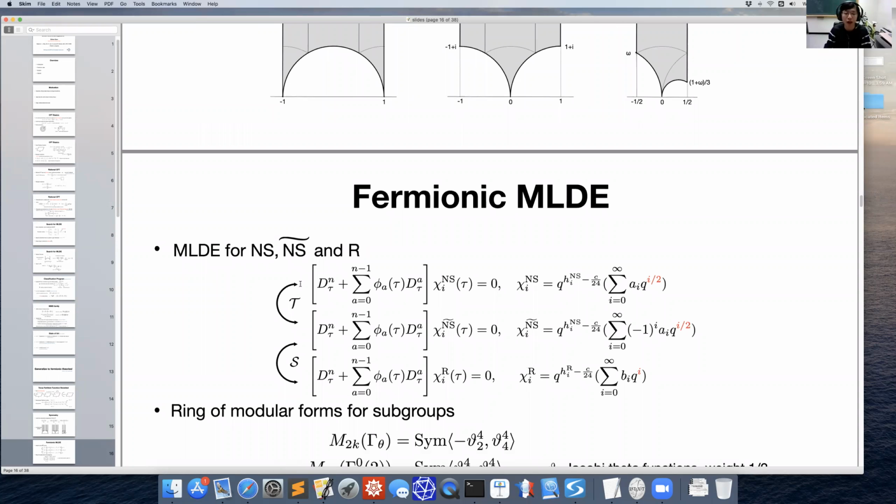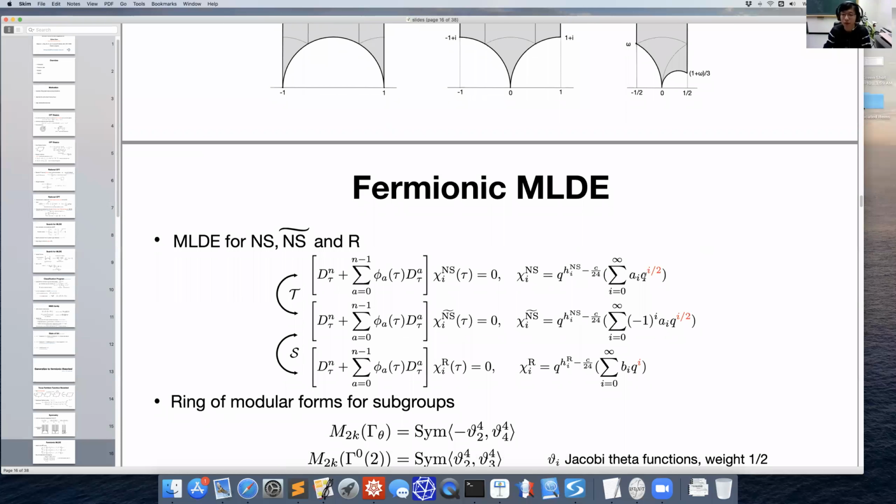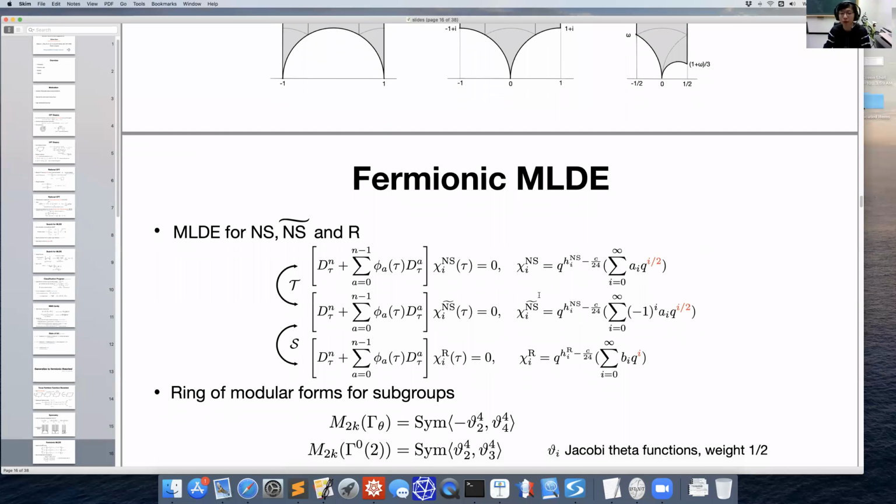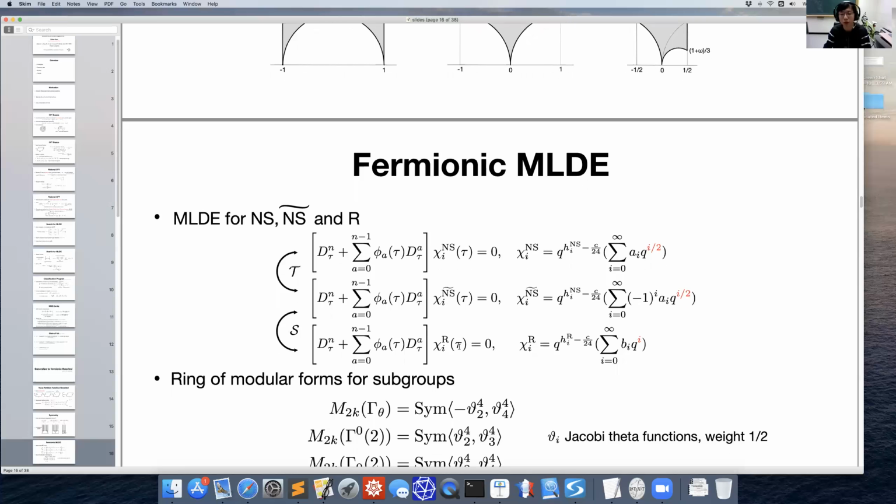Now I have 3 MLDEs instead of 1. But since they transform into each other under T and S, we still only need to focus on one of them. And here the ansatz must be changed, because we know that, for example, for the NS sector, only T squared is contained. So we are allowed to have half integers rather than just integers, and similarly for NS tilde. But for the Ramond sector, T is still part of the generators, so we are only allowed to have integers in the exponent.